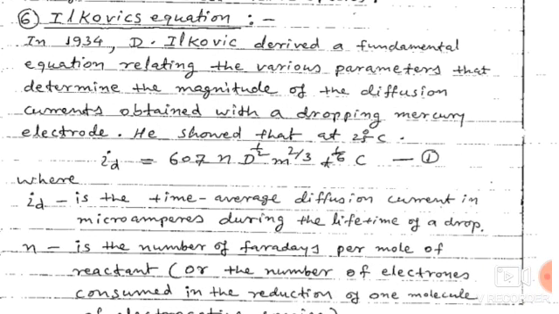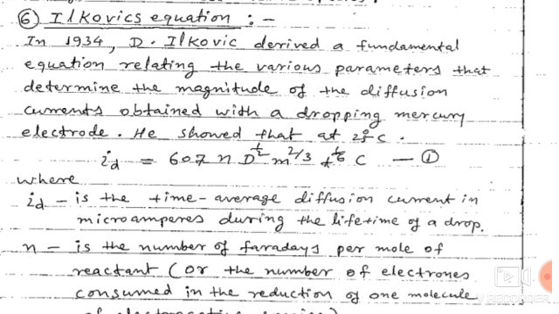He showed that at 25 degrees Celsius, the diffusion current Id is equal to 607 n D to the power half m to the power 2 by 3 t to the power 1 by 6 into C, where C is the concentration. That is, the diffusion current is directly proportional to n, the number of electrons taking part in the reaction, as well as the concentration of the electroactive species.